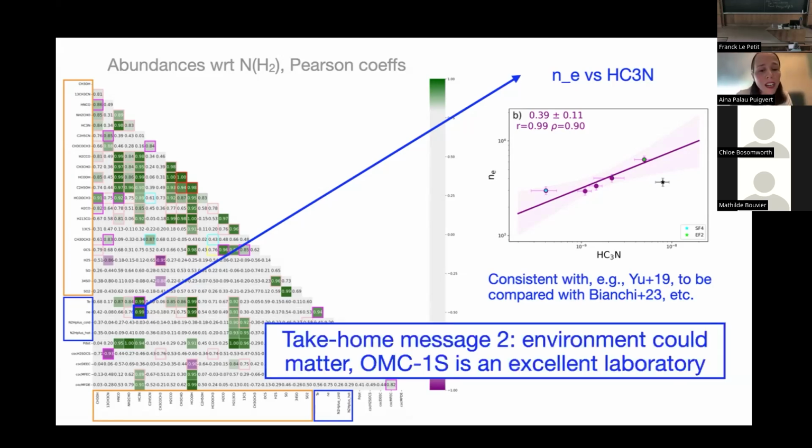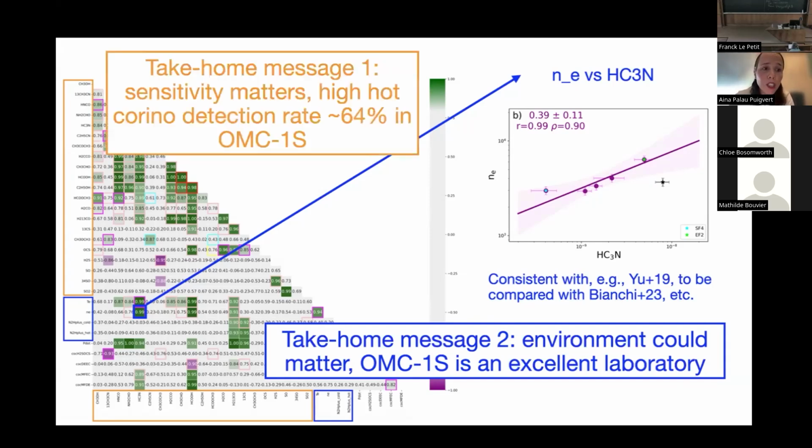So just to summarize, to finish, the second take-home message is that the environment could matter. We need to study this further, and Orion South is an excellent laboratory to do this. And together with the first take-home message that I gave, that sensitivity matters, because we actually found an increase of a factor of 4 in the detection rate of hot corinos thanks to increasing the sensitivity. So I think I will stop here and thank you very much.